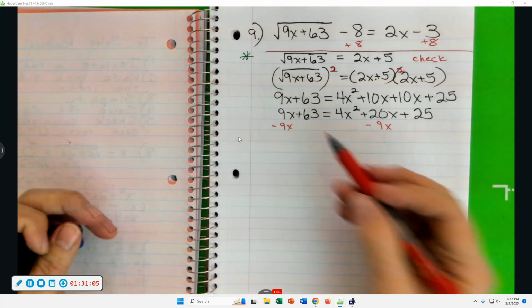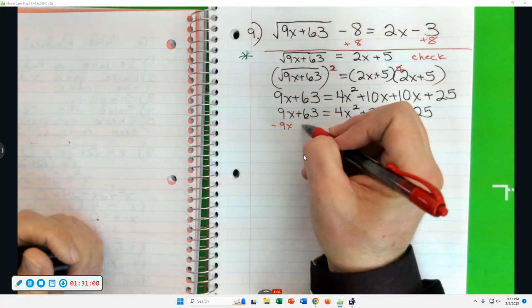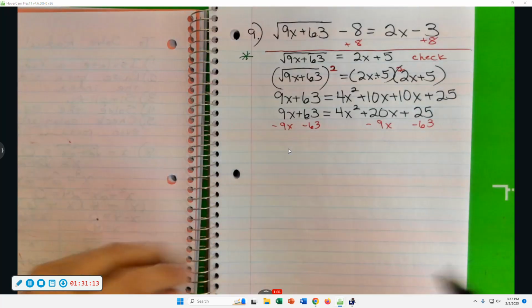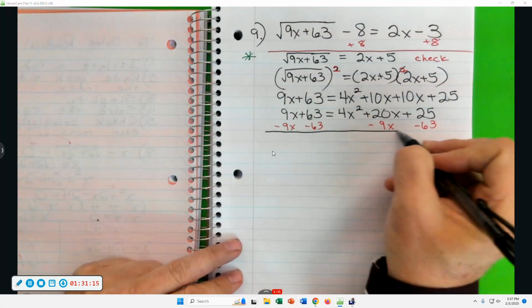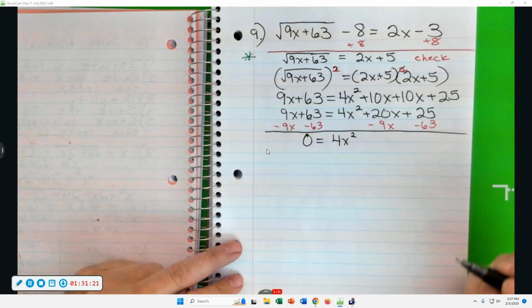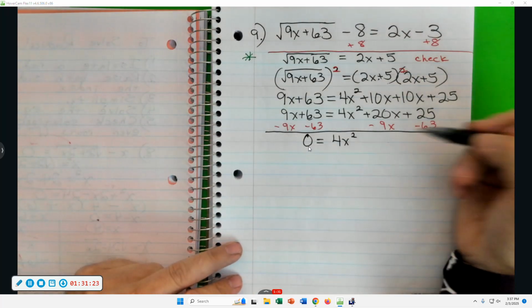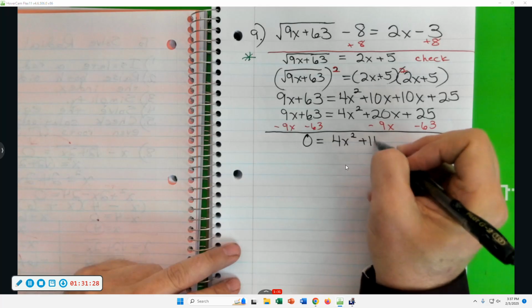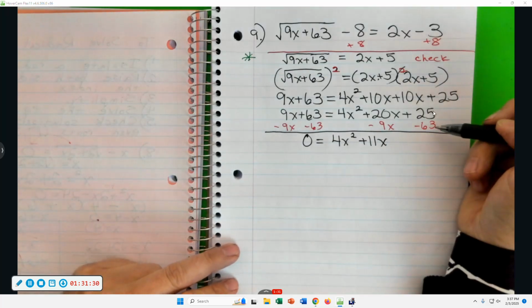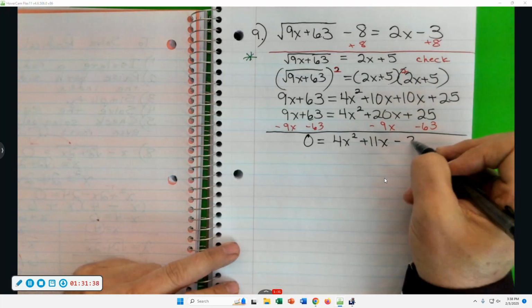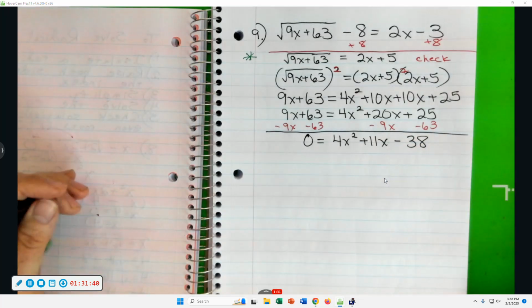What are we going to do with the 63? Negative. Okay. So now we'll have a 0 on the left. We have a 4x squared. 20x minus 9x gives me a plus 11x. And 25 minus 63, is that a negative 38? I guess that's not that bad.